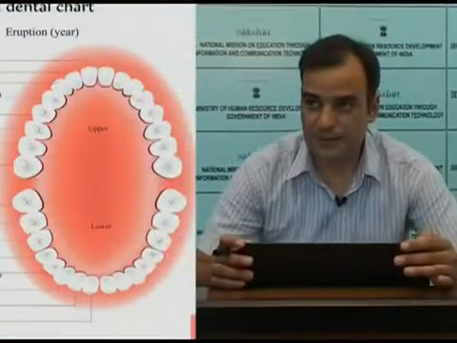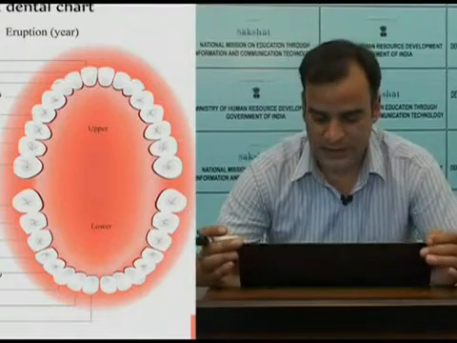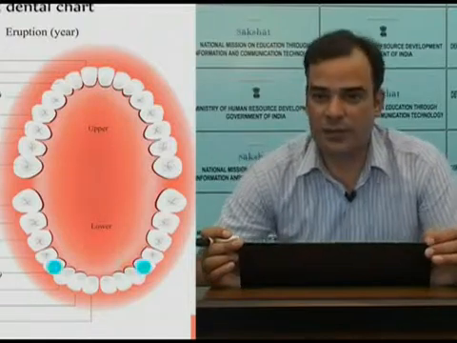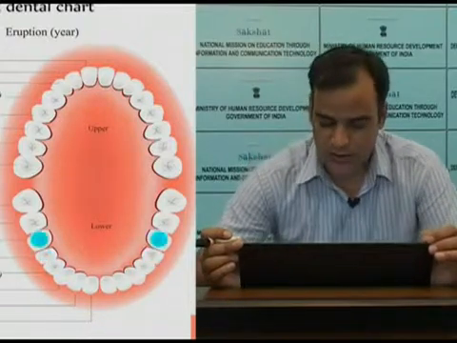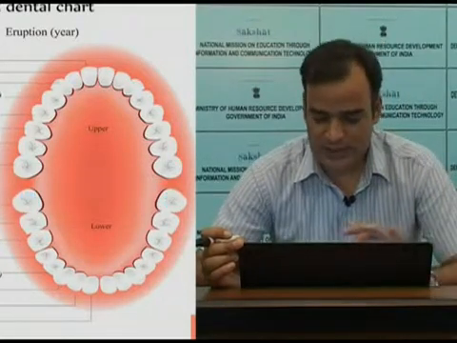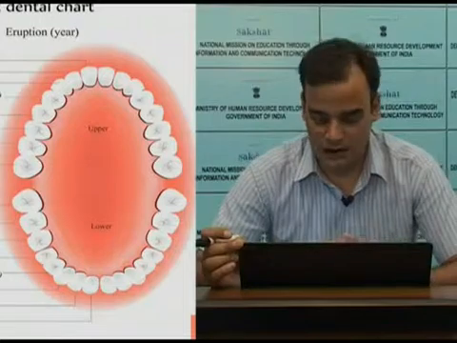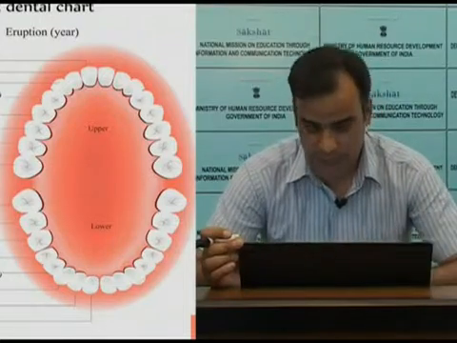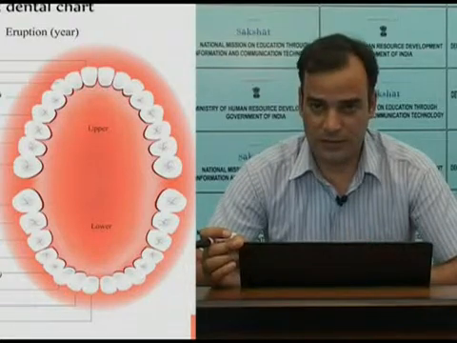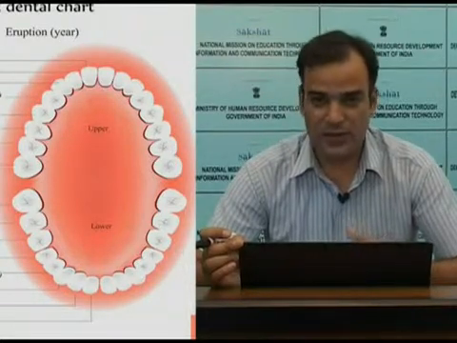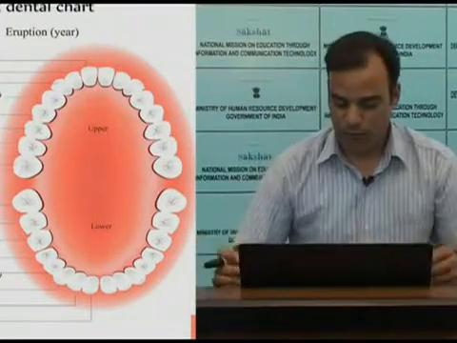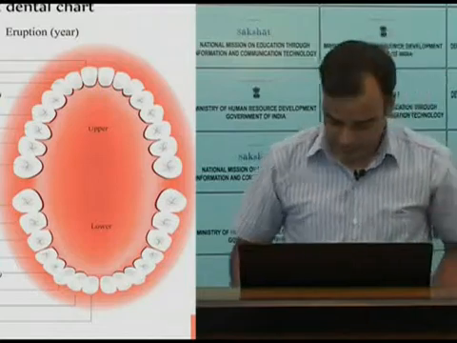Here in this diagram, you can see the central incisors, the lateral incisor, the canine, first premolar, second premolar, first molar, second molar, and third molar. This is the dentition of an adult person, and the number you can see here is 16 on the lower jaw and 16 on the upper jaw, thus making the total number of permanent teeth 32. Now what are the functions of the teeth?